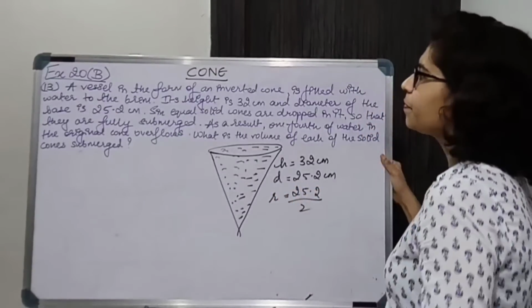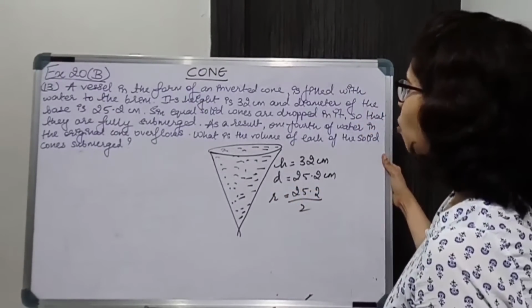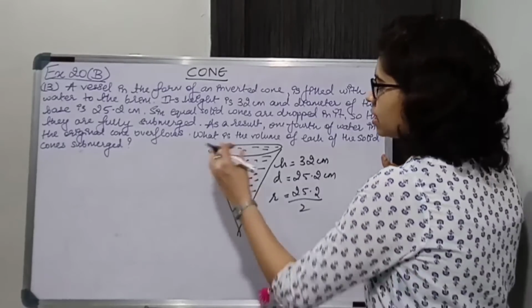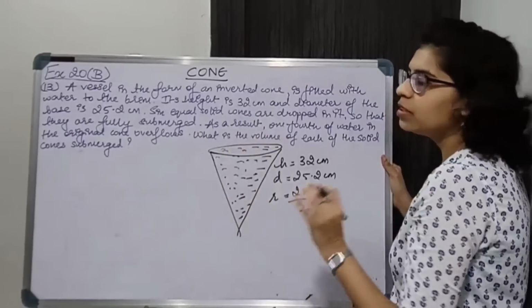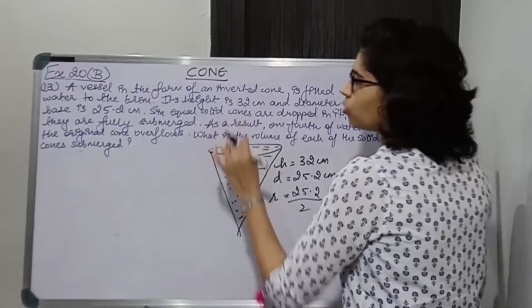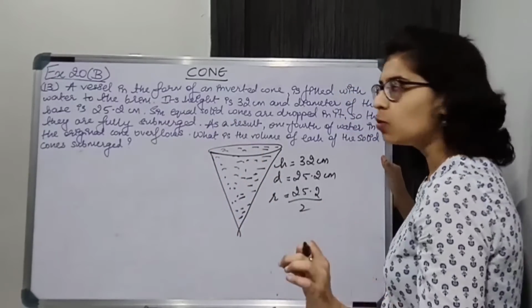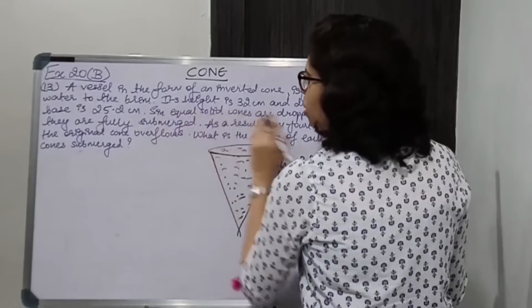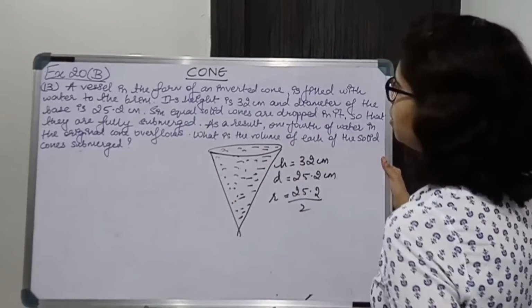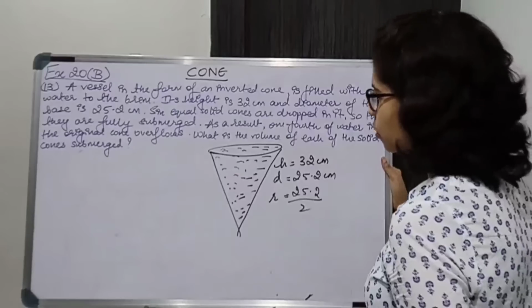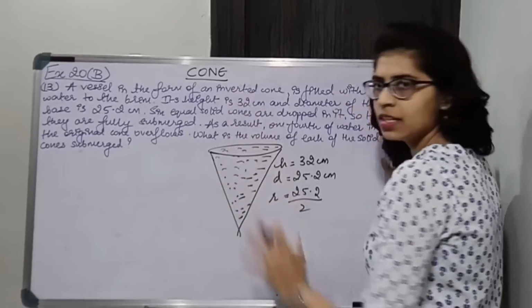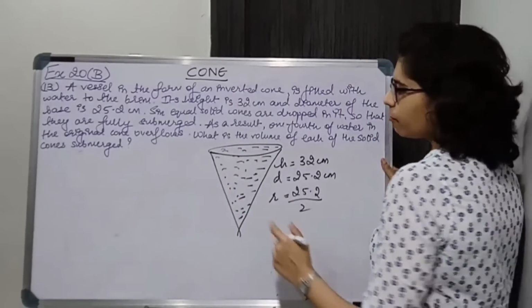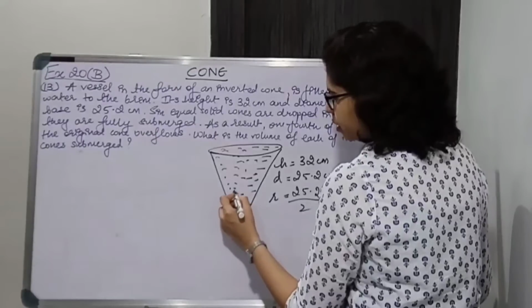ठीक है. 6 equal solid cones are dropped in it. 6 equal cones. These cones are solid cones and they are equal in shape, equal in size. ठीक है. So 6 equal solid cones are dropped in it so that they are fully submerged. They are completely submerged. Okay. So there are 6 cones that are dropped in it.